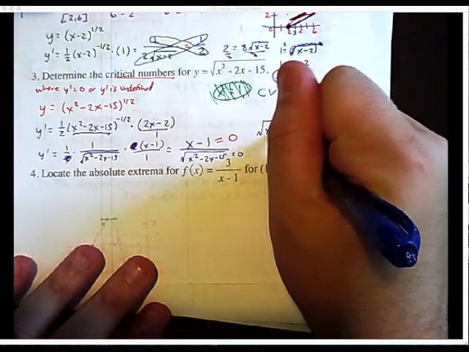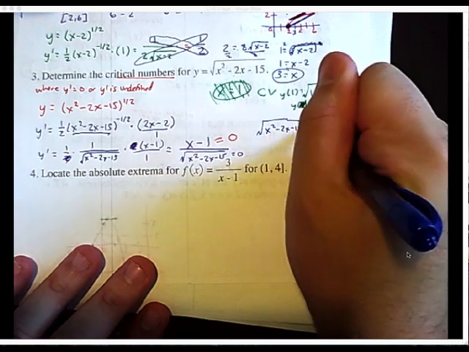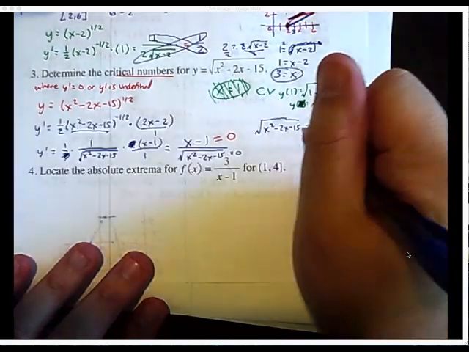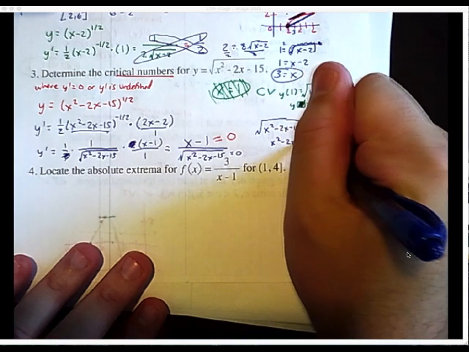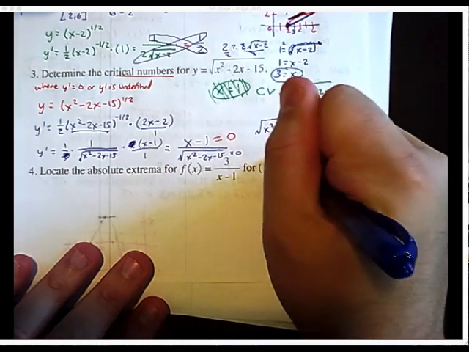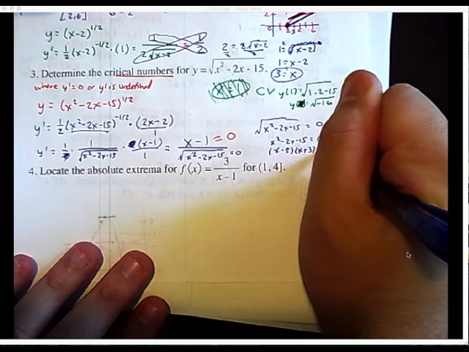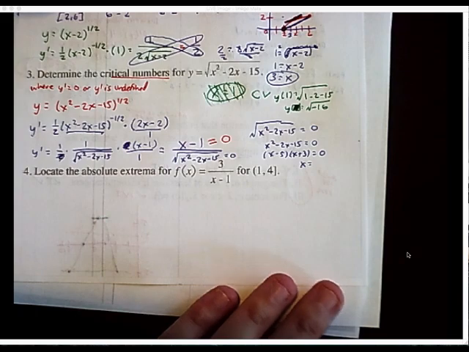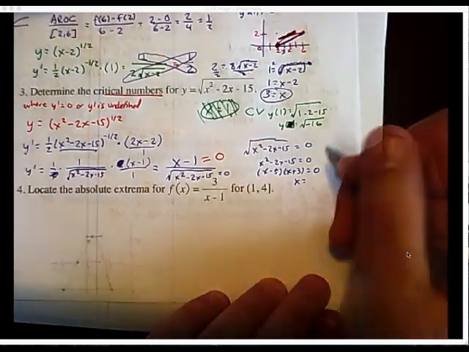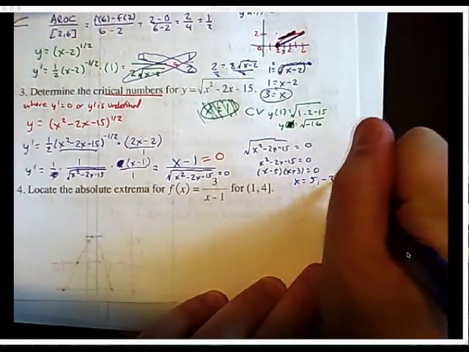So let's take the denominator and set that equal to 0. Square both sides, the square root goes away, and 0 squared is still 0. Do some factoring: x minus 5 times x plus 3 equals 0, and we get 2 answers here. So when I do that, I get 5 and negative 3.